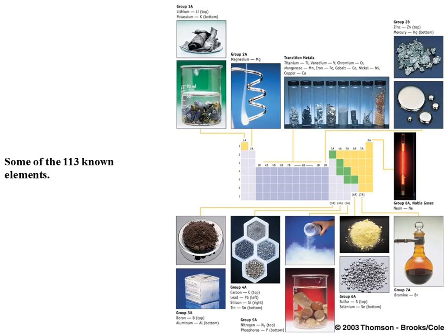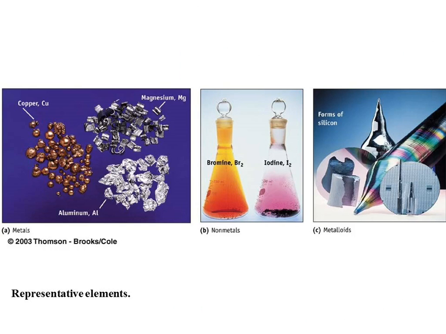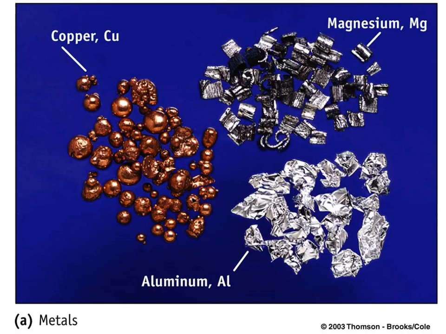So just some random picks of some elements. How many of them are liquids? 2. Mercury and chromium. Random picks.